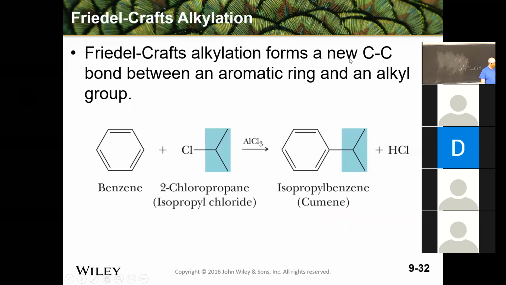We will talk about the Friedel-Crafts reactions next time. It's another example of electrophilic aromatic substitution, and I will see you on Wednesday.